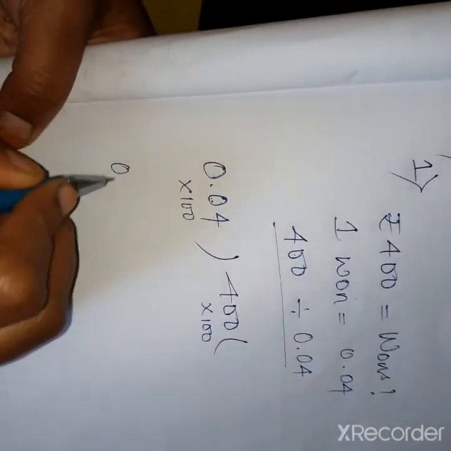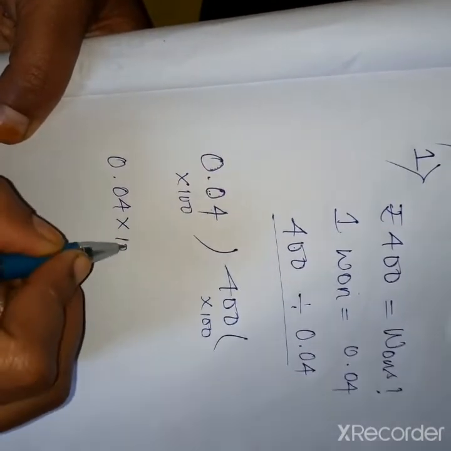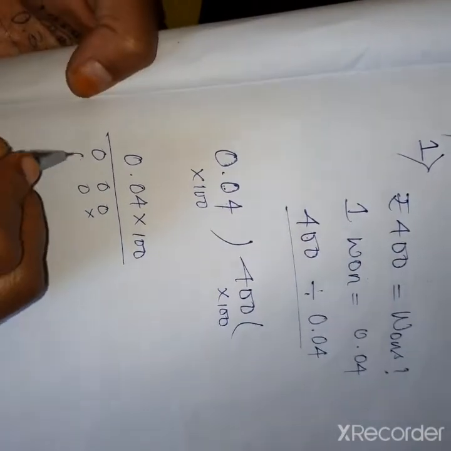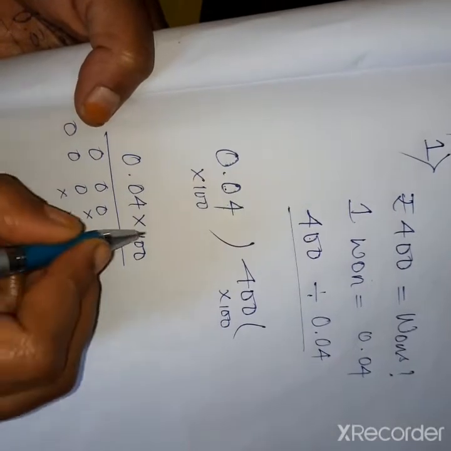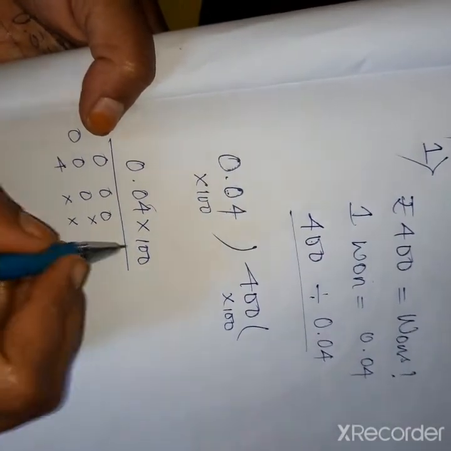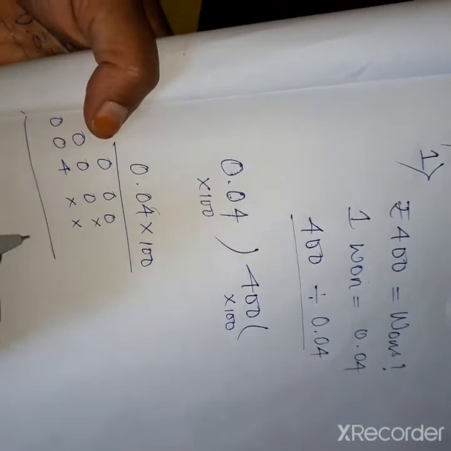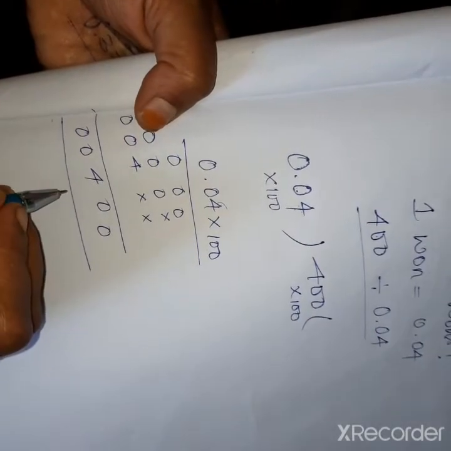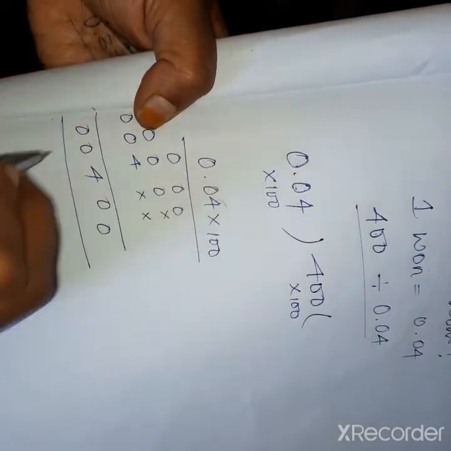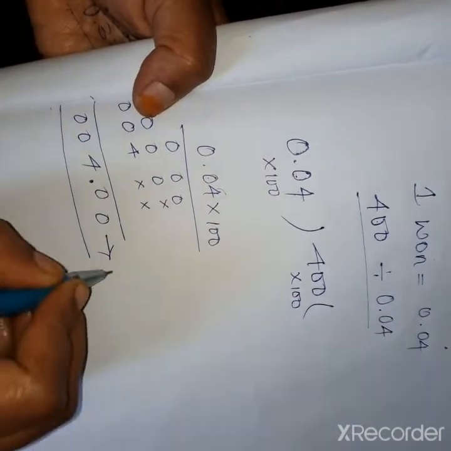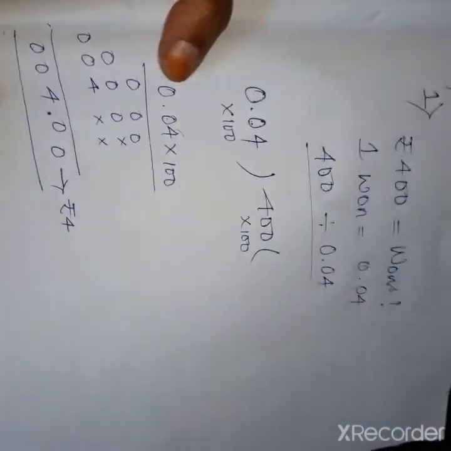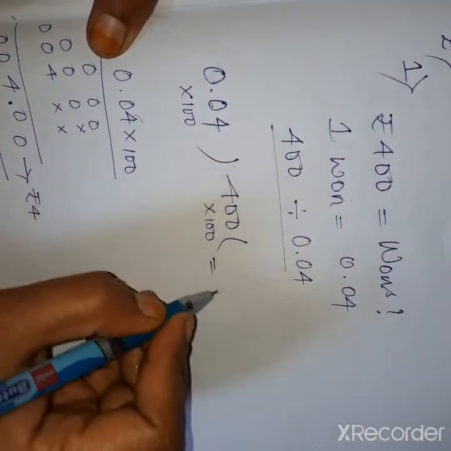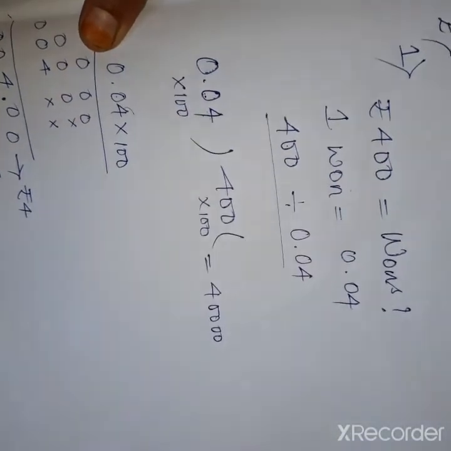So let us do that. 0.04 into 100. When you do this, you can see 0 into 0, 0. Then from this 1 into 4s are 4, 1 into 0, 0. Add all this. This you already know how to do. Okay, now where to put the decimal? After 2 decimal places. So it is nothing but 4. Okay. Now when you multiply this one, what will you get? You will get 4,000.